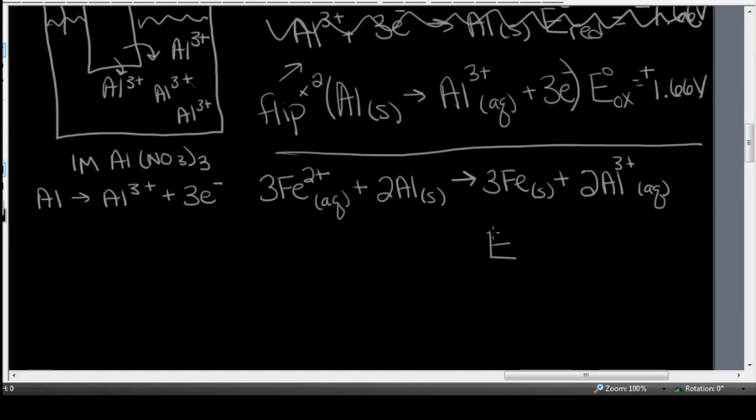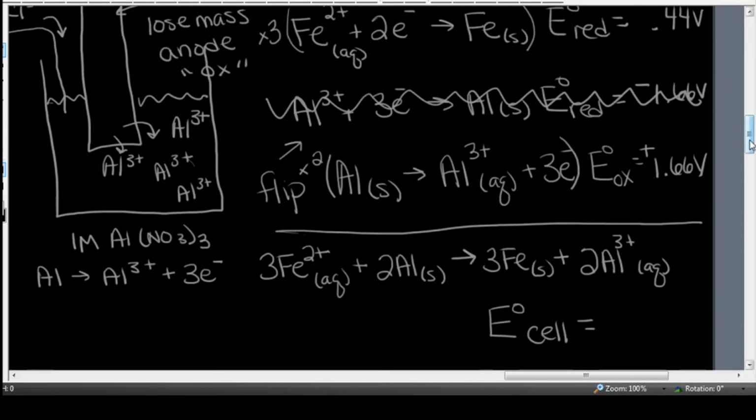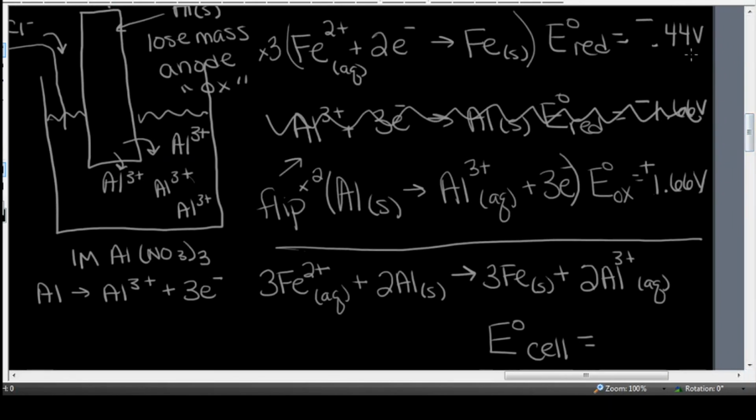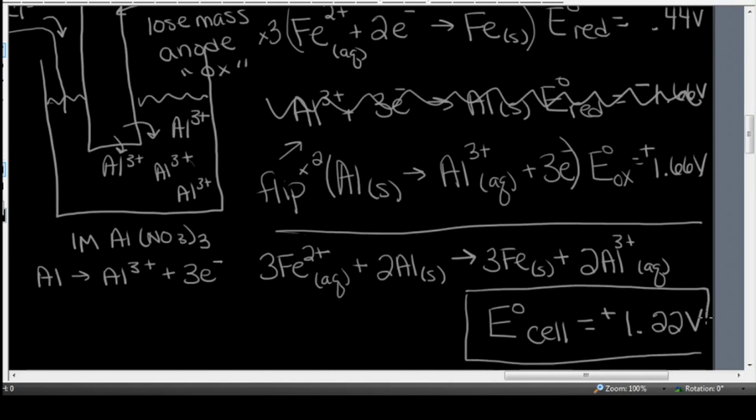And if I want to know what the E naught of this cell is, all I have to do is add together my positive 1.66 volts and my negative 0.44 volts. And if I can do math in my head, that will result in a positive cell potential of 1.22 volts, which is good actually, right? I'm going to get a little more voltage from that cell than I would have gotten from my zinc and my copper cell.